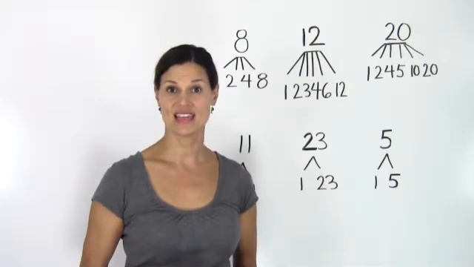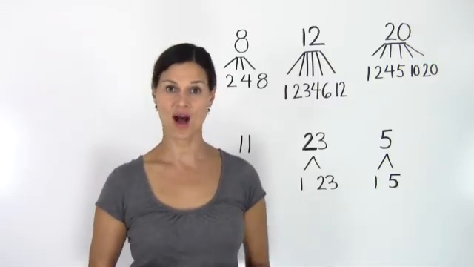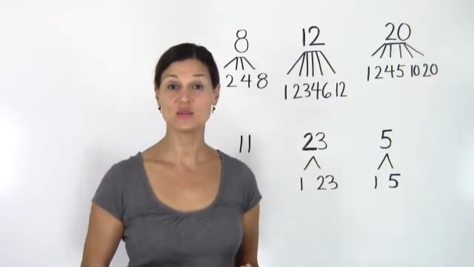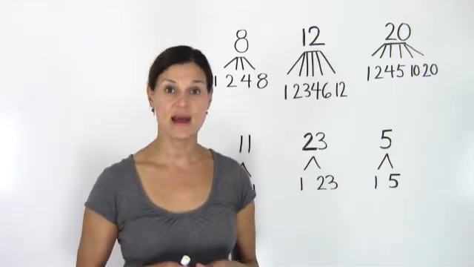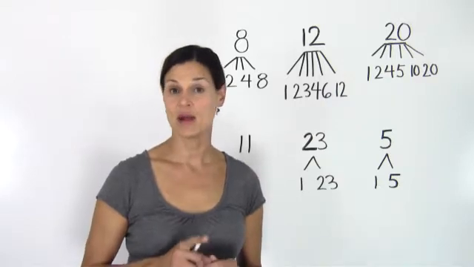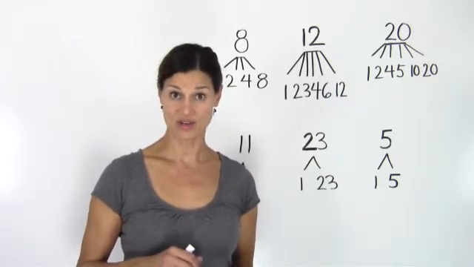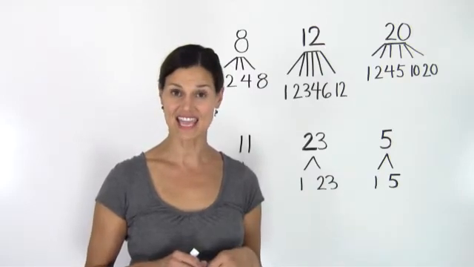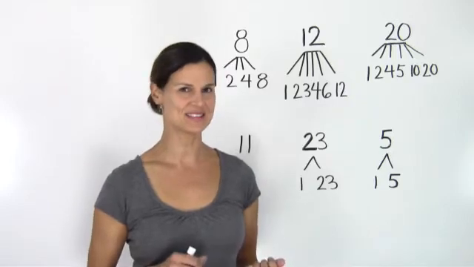Whole numbers can be separated into two categories, prime numbers and composite numbers. The difference between a prime number and a composite number has to do with the number of factors. Now remember that a number's factors are whole numbers that can divide evenly into that number. So let's take a look at a few examples.